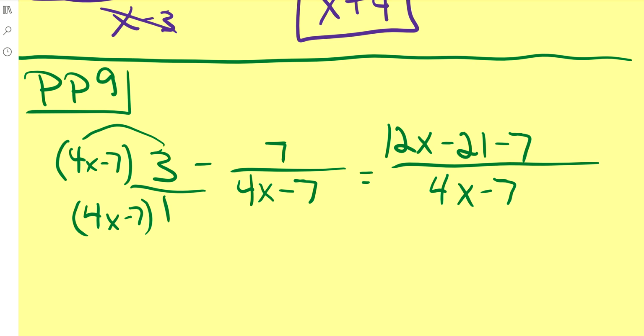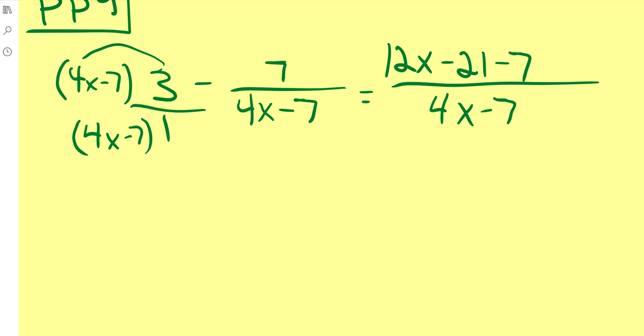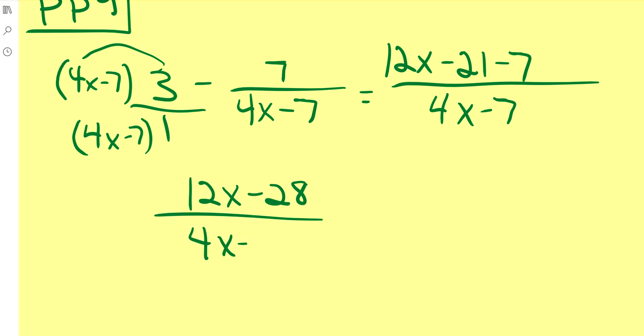Okay. Now let's combine our like terms in that numerator. When I do, I'm going to have 12x minus 28. Negative 21 minus 7 is negative 28. And I know my denominator here is 4x minus 7. And what I want to do now is factor the 12x minus 28. And when I do, it looks like I can take out a 4.